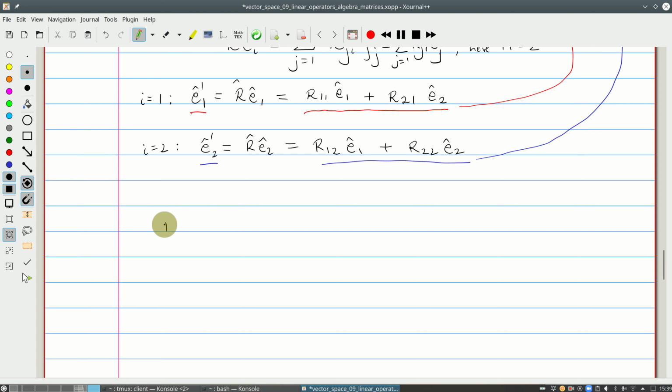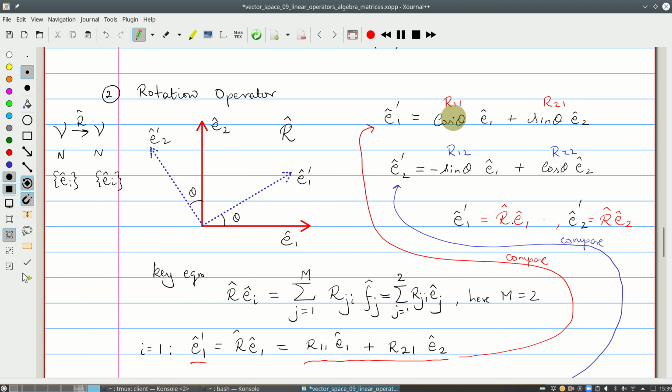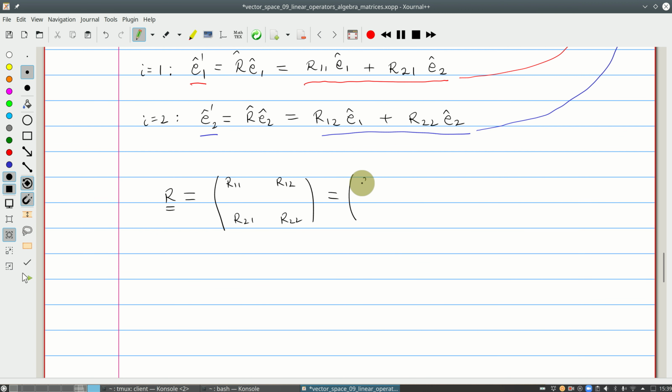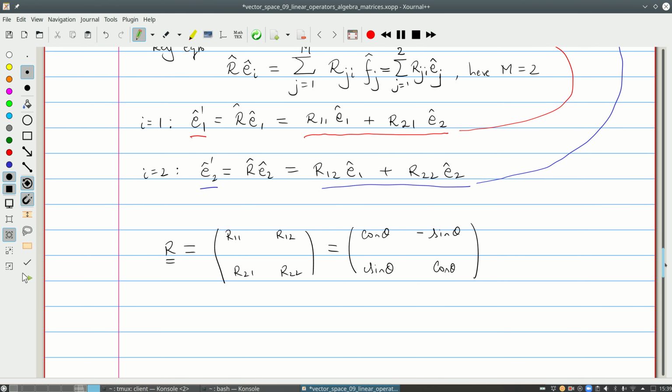The R matrix is a 2 by 2 matrix because the original space had dimension 2 and the final space also has dimension 2. This matrix has the form R11, R12, R21, R22, and from here, R11 is cos theta, R12 is minus sine theta, so let's put that down: cos theta, minus sine theta, and R21 is sine theta, R22 is cos theta. There we are. Okay, so now we have the R matrix.